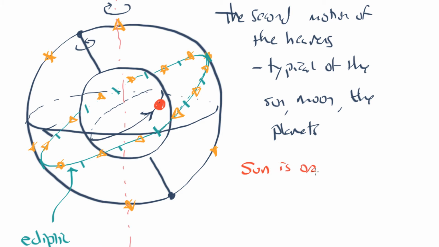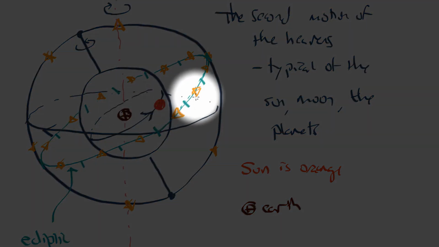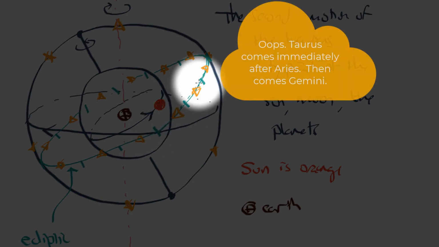The sun is orange in this diagram. If you were standing on the Earth, which is at the center of this entire system, so this is the Earth, and you were to look out at the sun, you would see the sun. If you were to look up, the sun would appear in front of a particular set of stars. So if this is Aries and this is Gemini, you would see the sun in front of Gemini.